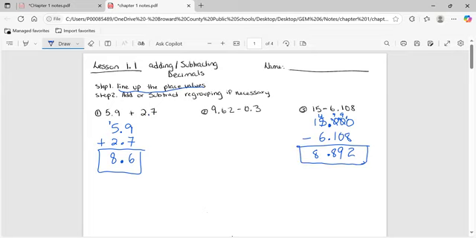Now I want you to pause and try number 2. Then click on play. All right, now that you're back, you should have had 9.62 minus 0.3. Then you subtract. There's a 0 there as a placeholder. And we would have 2 minus 0, which is 2, 6 minus 3, which is 3, my decimal point, and 9. Didn't have to regroup, nice and easy. So that's adding and subtracting decimals.